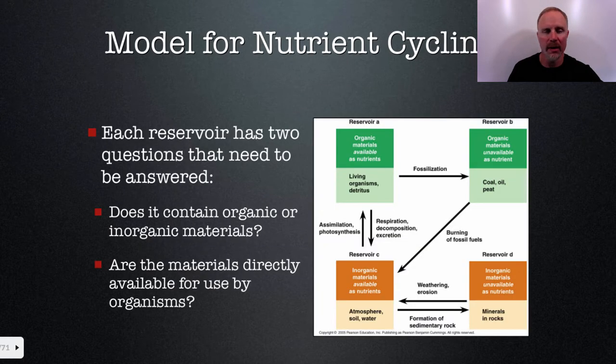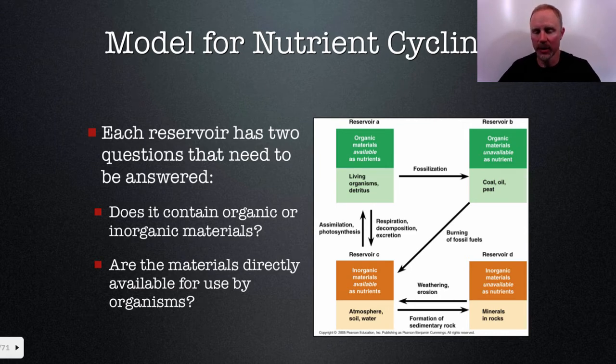So the process that transfers the elements between the reservoirs is what you want to concentrate on when we're talking about nutrient cycling. So each reservoir has two questions that you need to answer. Is there an organic or an inorganic type of material that it belongs to? And are the materials directly available for use by organisms? So for instance, like with the carbon cycle, when they're locked up in rocks, they're not necessarily available for use for organisms. So you have to kind of go through and see some of the processes.